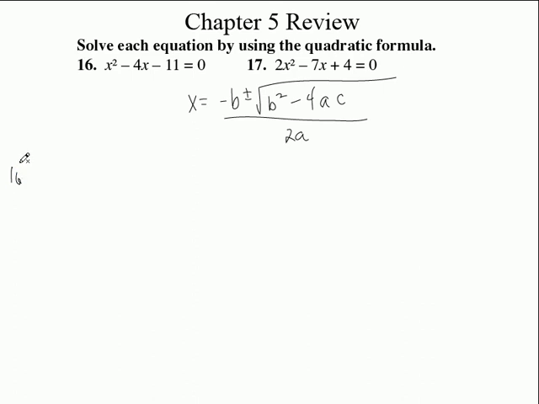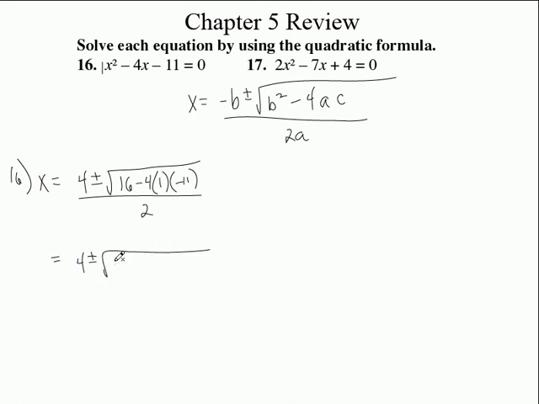This is number 16. So x equals negative b. Well, b is negative 4, so we take the opposite sign of negative 4, which is positive 4, plus or minus the square root of b squared. Let's do that. Negative 4 squared is 16, minus 4 times a, which is 1, because there's the 1 right there, times c, which is negative 11. That whole thing is over 2 times a, or just 2 times 1, which is 2. Now we just simplify. So it's going to be 16, minus a negative, which is going to be positive 44, so plus 44, and that's over 2.